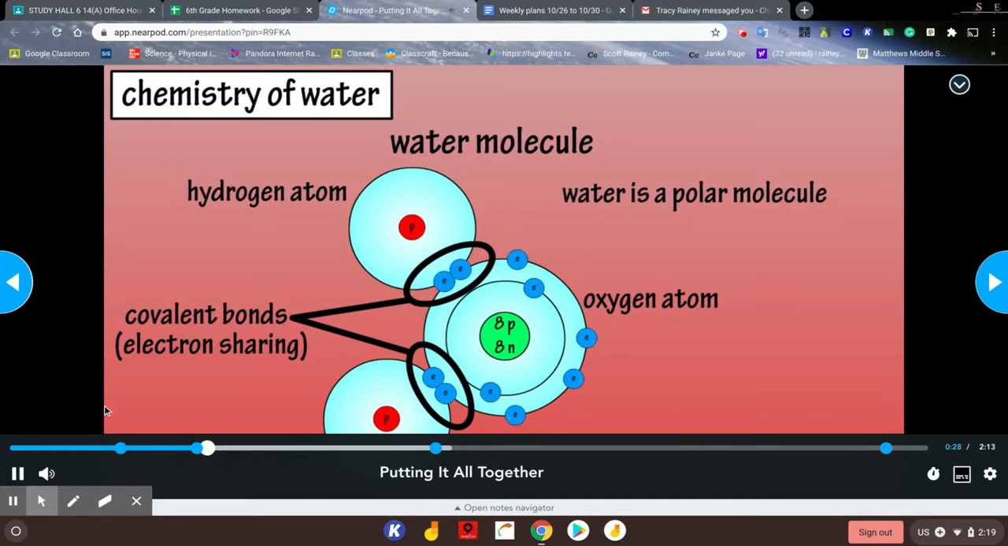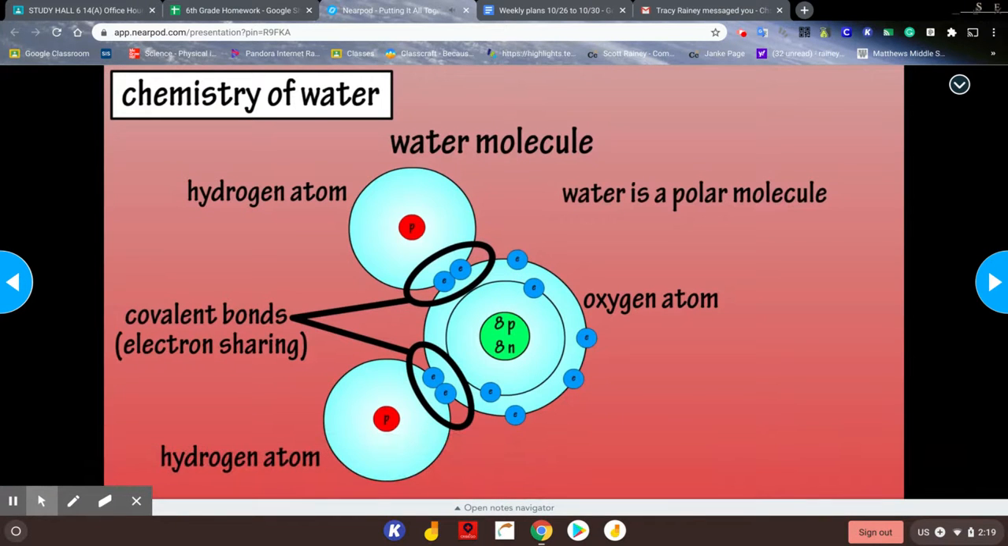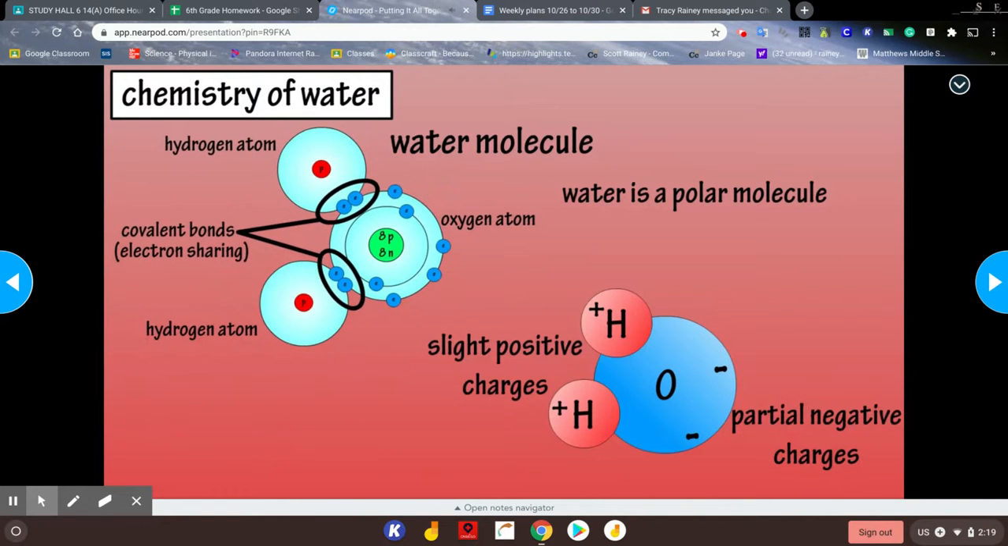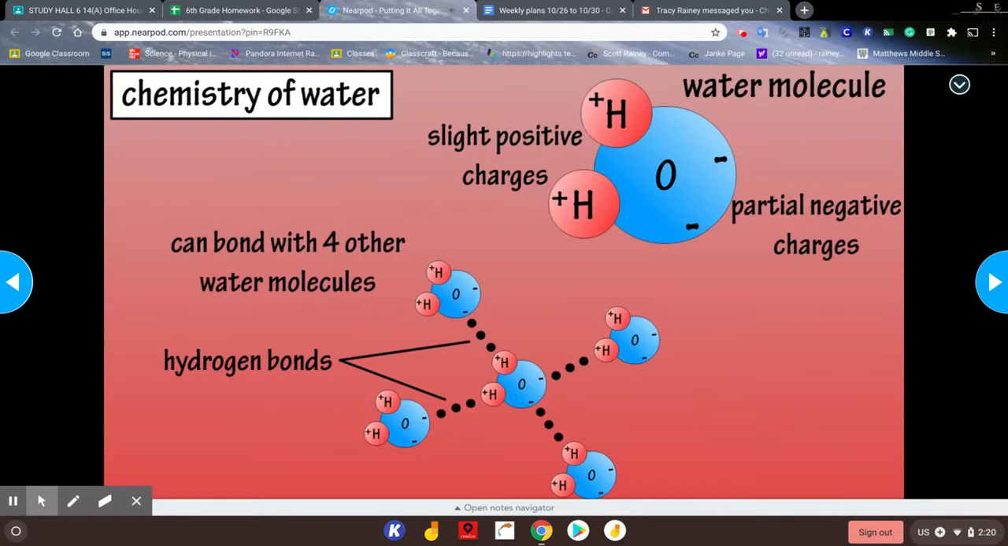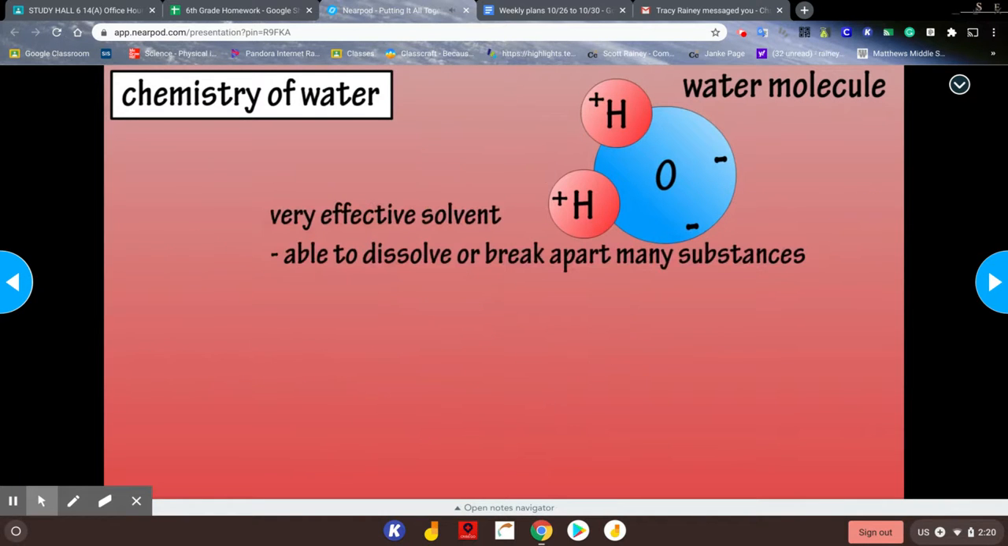Even though the oxygen atom shares electrons with the hydrogen atoms, the electrons are not shared equally within the molecule. This gives the oxygen side of the molecule two partial negative charges, and each of the hydrogens a slightly positive charge. This means that each water molecule can form up to 4 hydrogen bonds with adjacent water molecules. Hydrogen bonds are the result of an unequal charge distribution on a molecule. These molecules are said to be polar. This property allows water to act as a very effective solvent, which means it is able to dissolve or break apart many other substances.